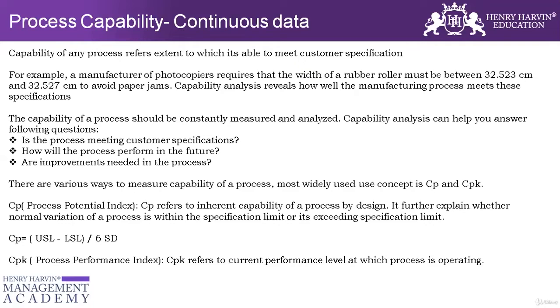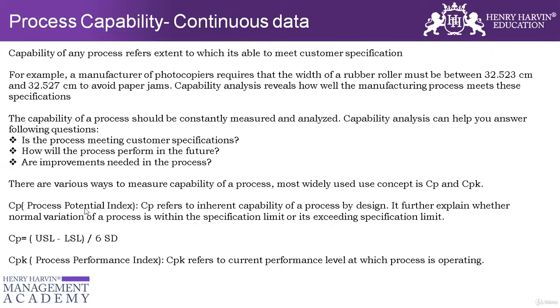Okay. So we are going to talk about two new concepts today when we are calculating the process capability for continuous data. For calculating process capability for discrete data, we learned DPU, DPO, DPMO, and process sigma level. But for continuous data, we will not do any of these things. In that case, we will calculate Cp and Cpk. So we will talk about these terms. What is Cp and what is Cpk?